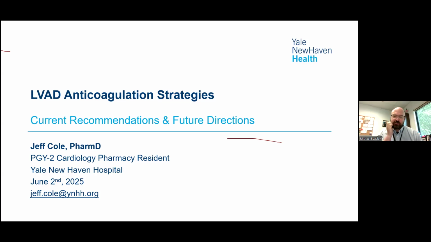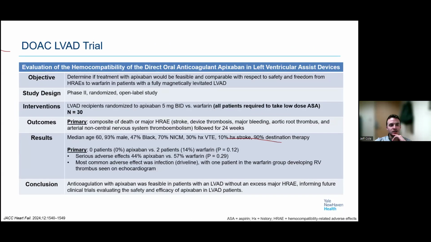I was going to ask, and maybe you did show something, but what about INR targeting, or using warfarin but targeting a lower INR for patients that might have increased bleeding risk? Did you come across any data to support that practice at all, or what are your thoughts on that? Yeah.